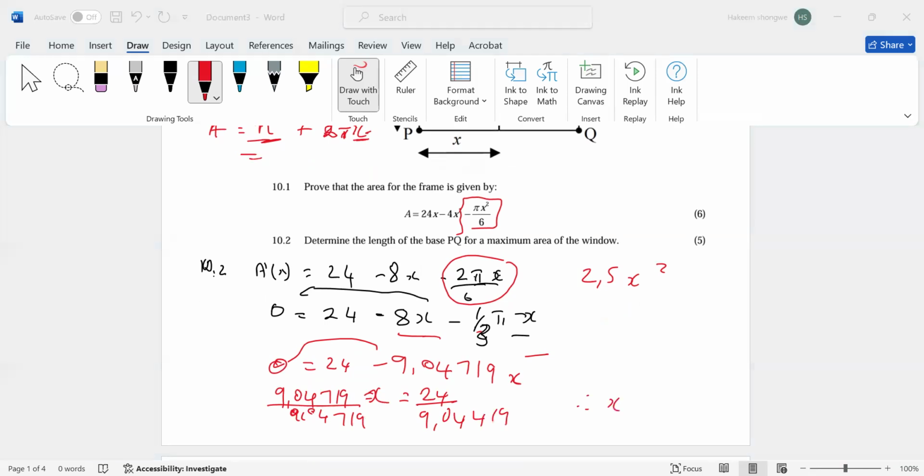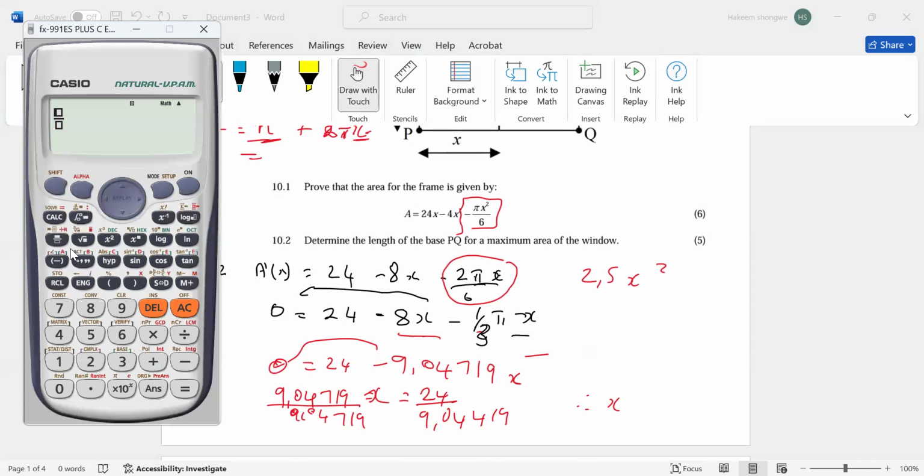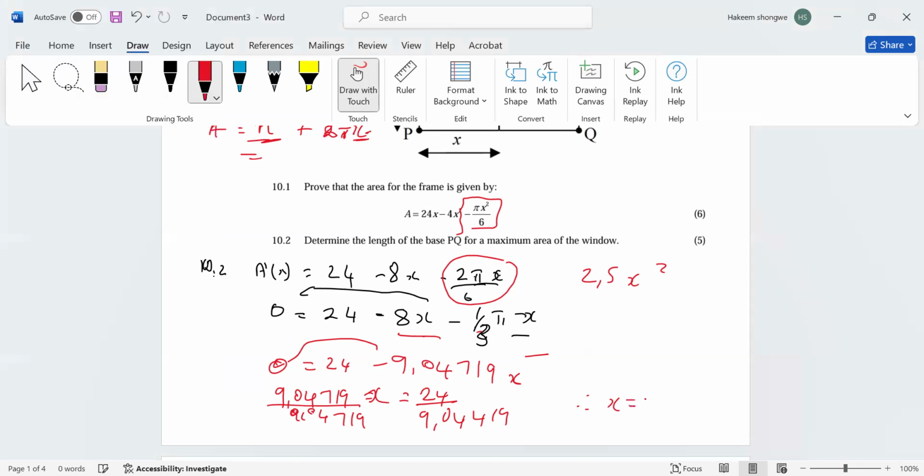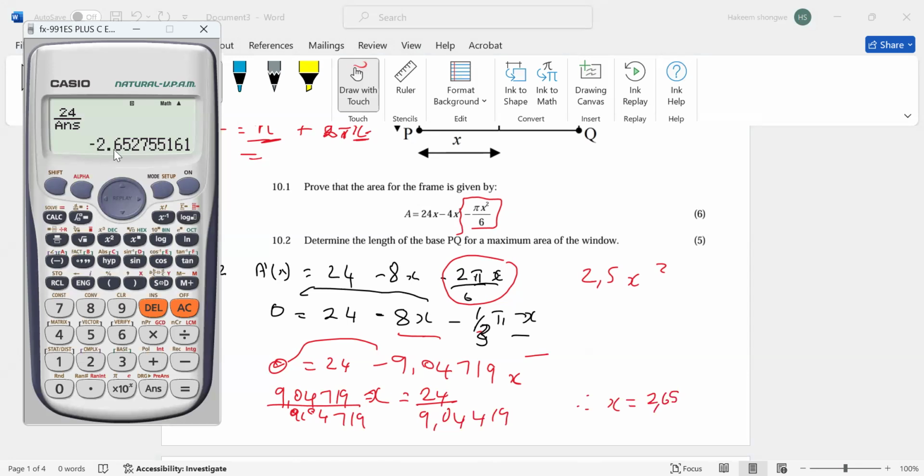How would I do it? I know how to play with the calculator. I already have 24, but it won't work because that one was negative, so it's 24 divided by the answer. But I want the positive answer, so x is going to be 2.65. So we take the positive one, 2.65. Okay, sharp.